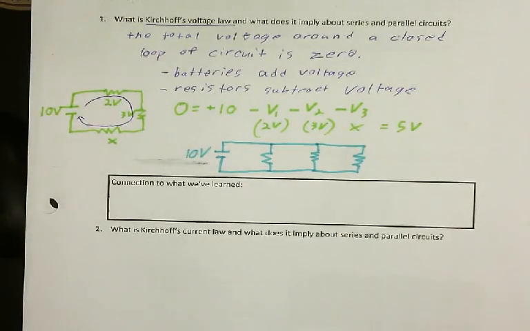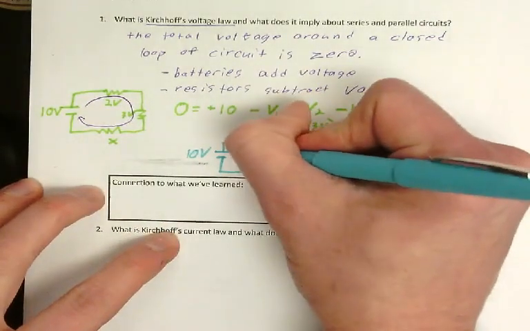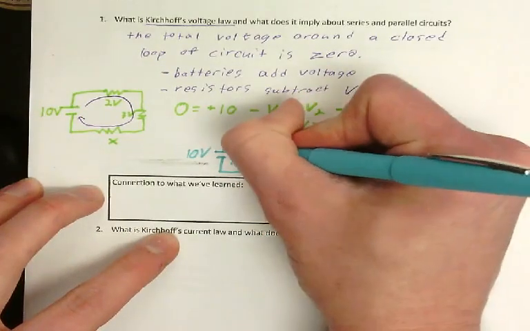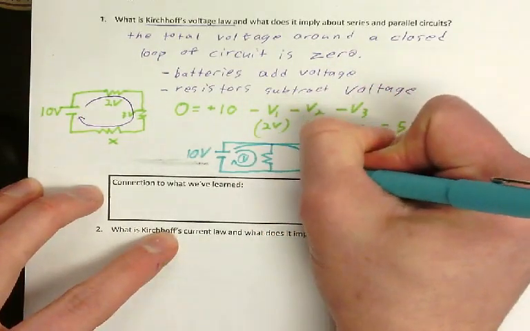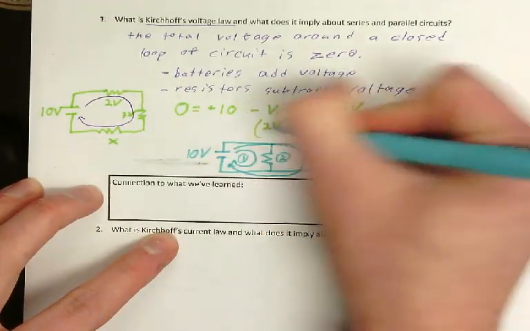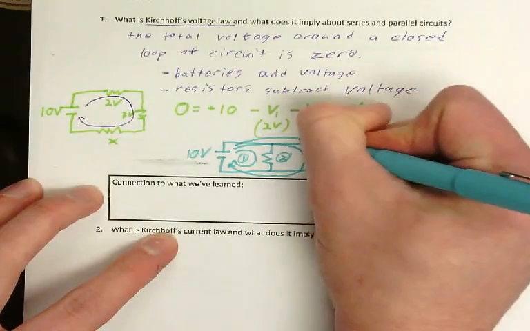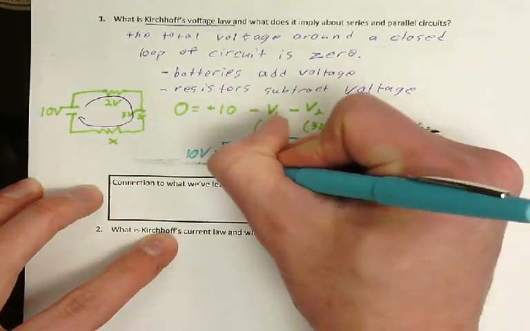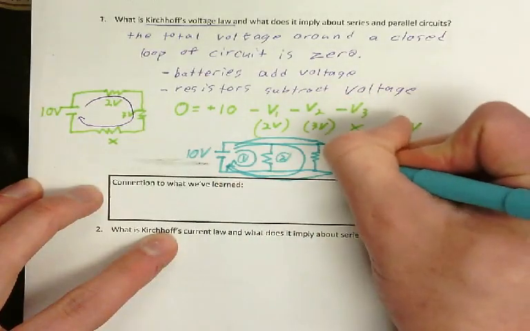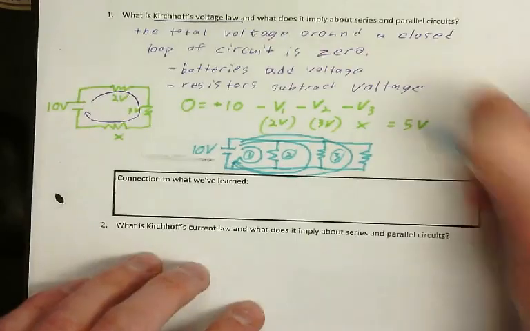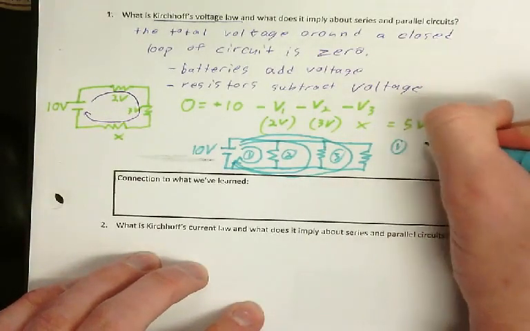Okay. So now I have three loops. I got loop one, which is this little one here. I've got loop two, which is slightly bigger. And I've got loop three, which is the largest one. So loop one would look like this.